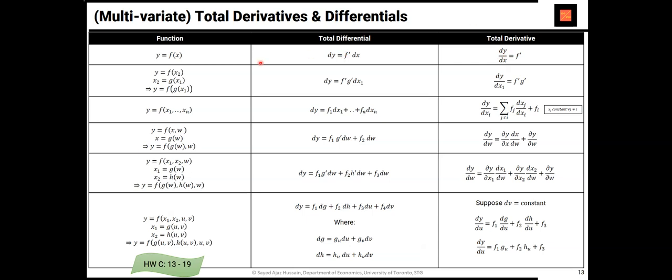Okay. This is the chain rule that you saw in the previous lecture. y is a function of x2, but x2 is a function of x1, which means y ultimately is a function of x1. Somebody says to you, give me the change in y due to a change in x. If you use a differential approach, what's the total change in y? The total change in y is equal to the change in f due to the change in x2, right?